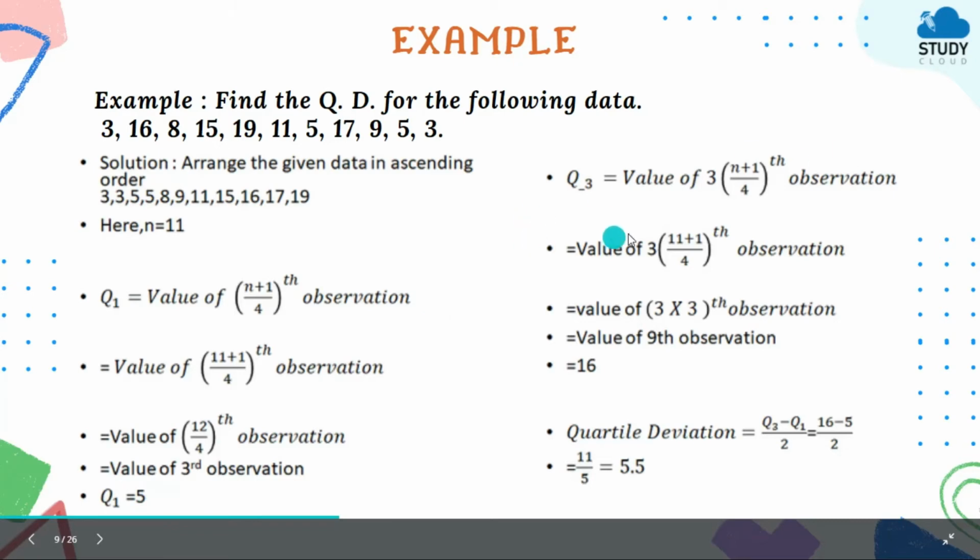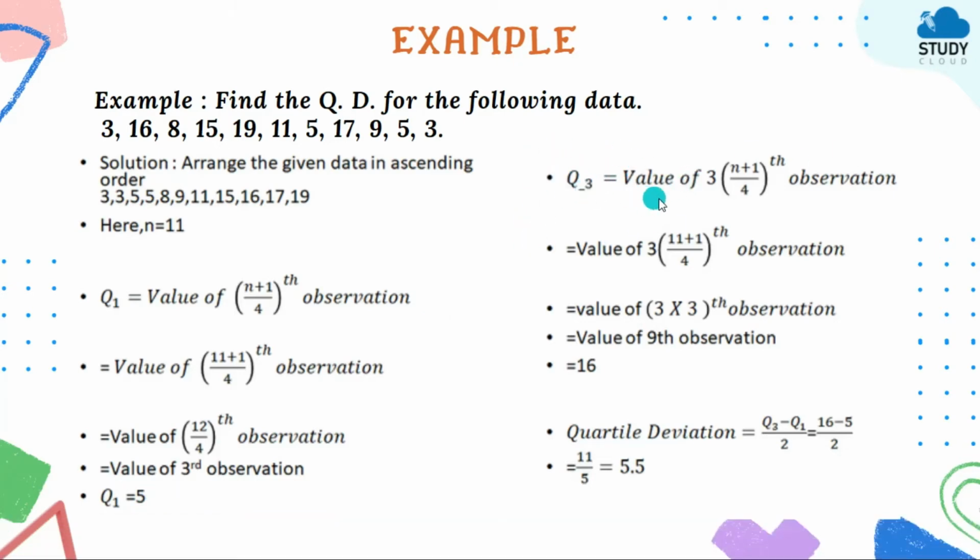In the same way, you have to solve quartile 3. The value of 3 times (n plus 1) upon 4th observation. Value of 3 times (11 plus 1) upon 4th observation. Now when you solve this, you get 3 into 3. How did you get 3 into 3? Your 3 is already given to you, and 12 upon 4 will give you 3. So multiply by 3. So 3 3s are 9, the 9th observation. Now when you check the 9th observation from the data, you get it as 16. 16 is the 9th observation. So 16 is your quartile 3.